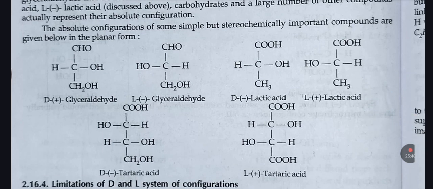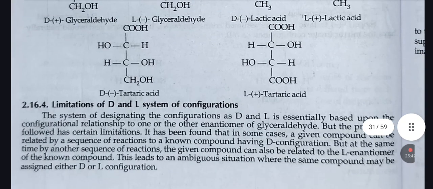Limitations of the D and L system of configuration. The system of designating configuration as D and L is essentially based upon the configurational relationship to one or the other enantiomer of glyceraldehyde, but the procedure followed has certain limitations.